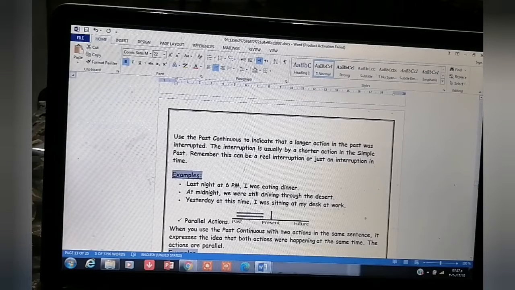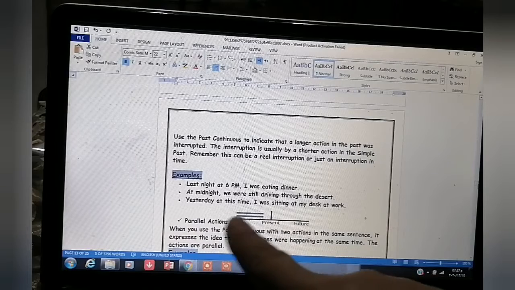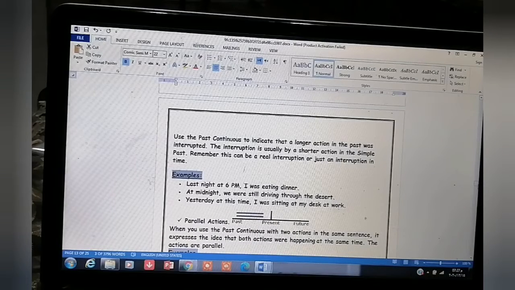Now we have another use: parallel actions. What do you mean by parallel? We have two actions that happen, you know, in parallel lines. Look at them. Okay, we have the past, the present, and the future. And this parallel action, I'm going to read the explanation of it now, is between the past and the present. Look at this one. Parallel actions.